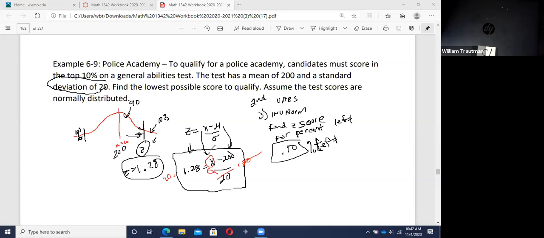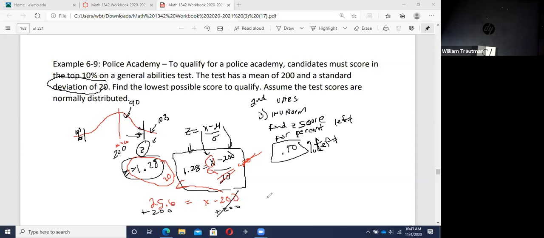20 times 1.28, and I get 25.6. When I multiply those two together, I get 25.6. These canceled since I multiplied this by 20 and it was divided by 20. Now I need to take the 200 to the other side because I have to find out what x is. It's a minus 200, so to take it to the other side, you have to add 200 to both sides.